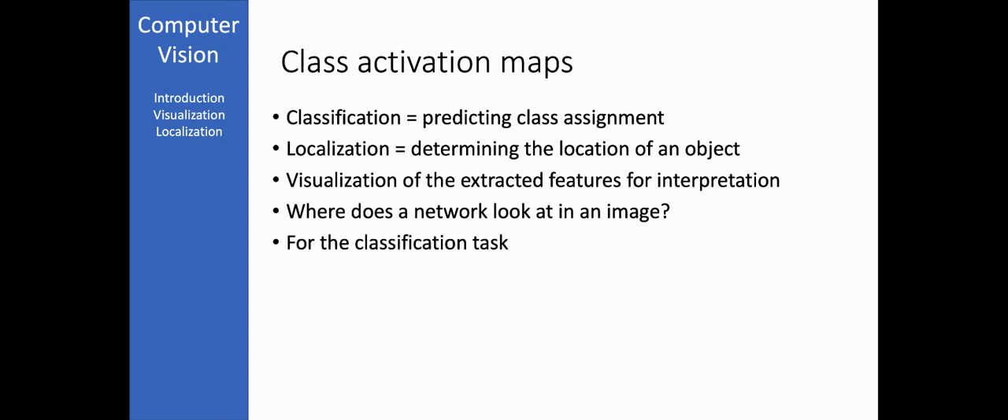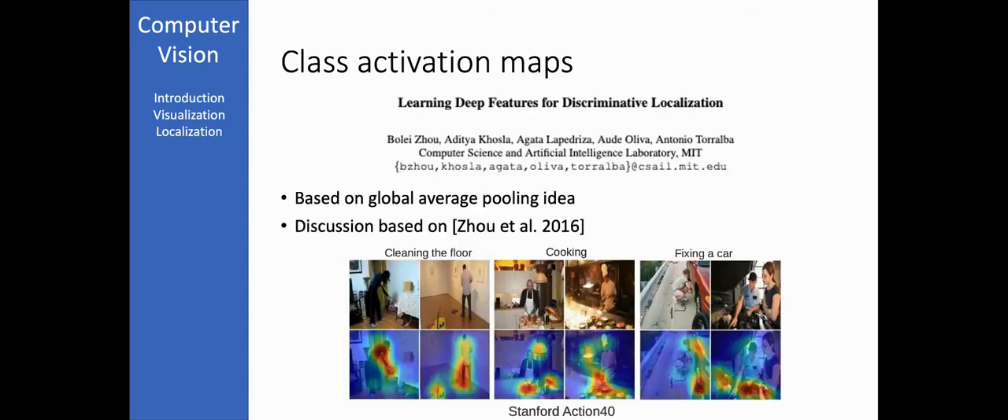And we will specifically look at it for the classification task, partly because it's easier, and partly because extension to other tasks is a little bit harder. So we will only look at the classification task. And we will specifically study the article from Zhou et al., Learning Deep Features for Discriminative Localization. The idea is something very simple. It will be based on global average pooling. And you can follow the discussion from this 2016 paper.